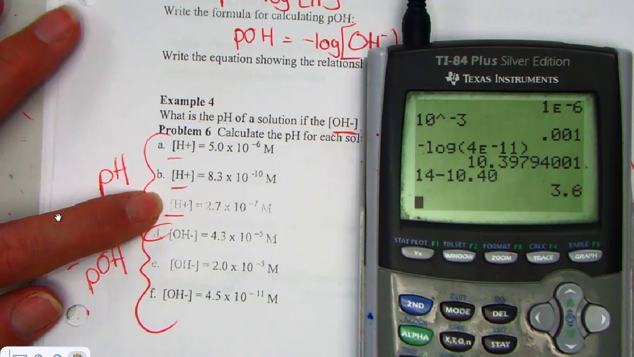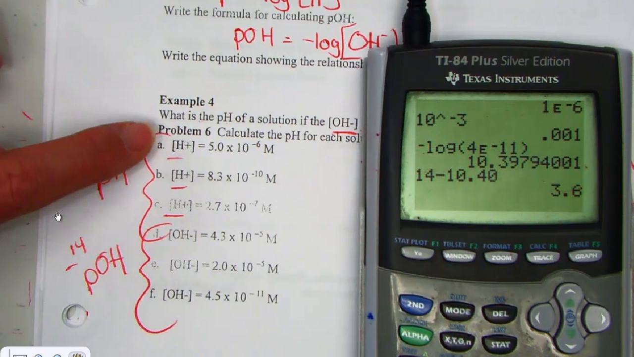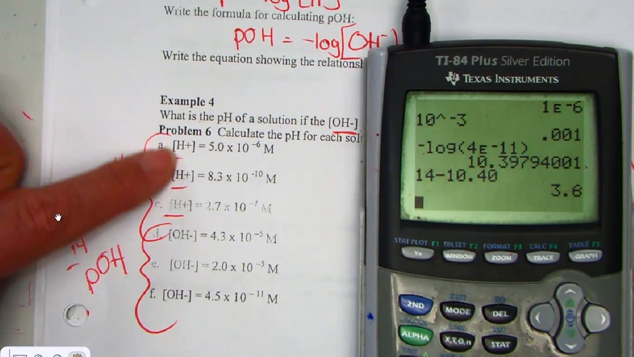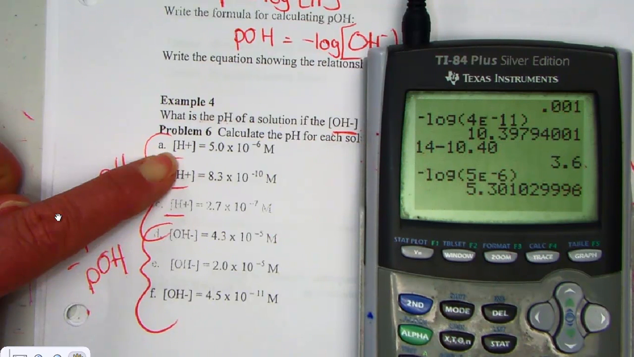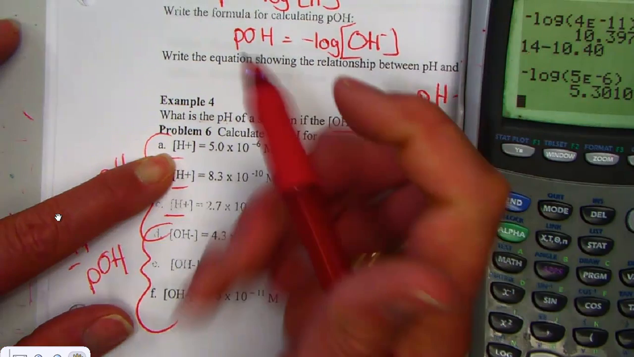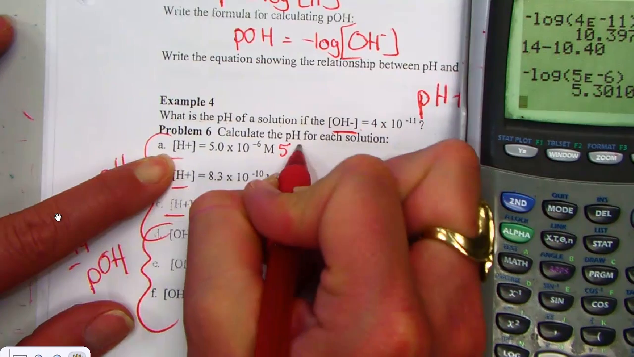Let's model what that means. Letter A, B, and C want me to calculate pH. pH, H, pH, they go directly together. I'm just going to negative log. Letter A, hit with me. Negative log 5.0 times 10 to the negative 6. 5.30, the pH of our solution.